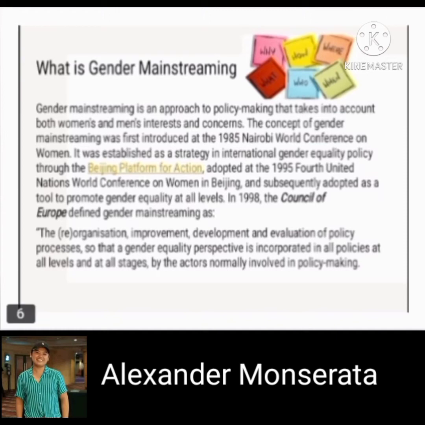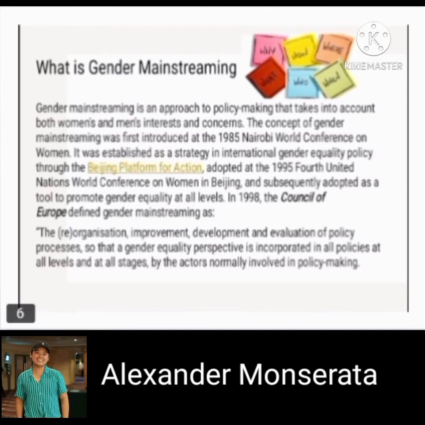Gender mainstreaming has a big role in developing gender equality, that it has to be talked about in world conferences. Gender mainstreaming is very important because it helps different organizations to implement gender equality. And it also helps the policymakers to reorganize, improve, develop, and evaluate the policy processes.